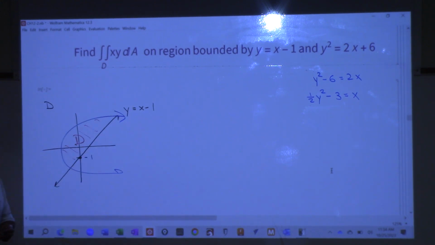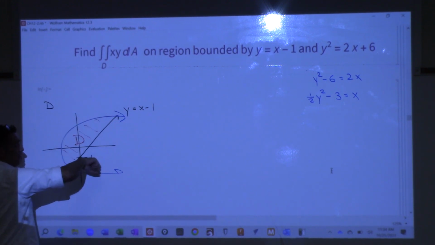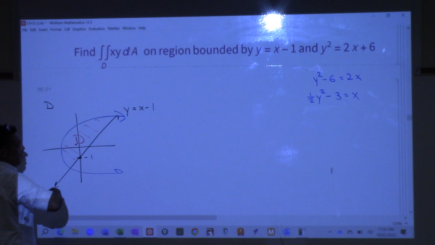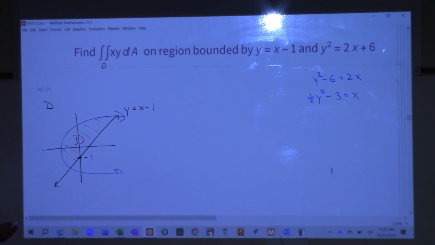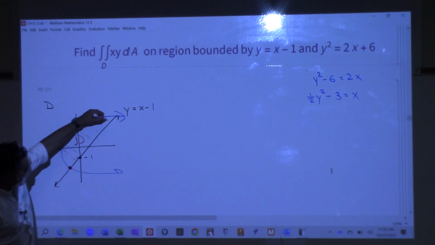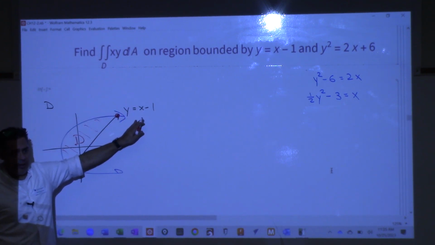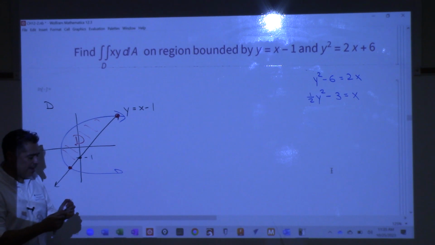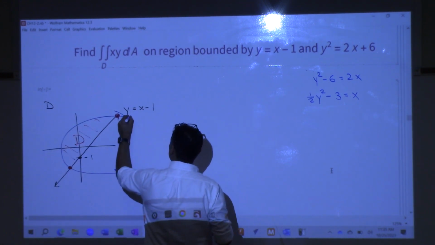This looks like a type 2 region because it's not type 1, because this parabola is not a function of x, right? It fails a vertical line test. So these are better off looked at as functions of y. So I do need to see where they hit each other, where these intersect one another. So you set them equal. Well, this one is not solved for x yet, right? We need to solve that for x, and that way I can set them equal to each other. So solve this for x.